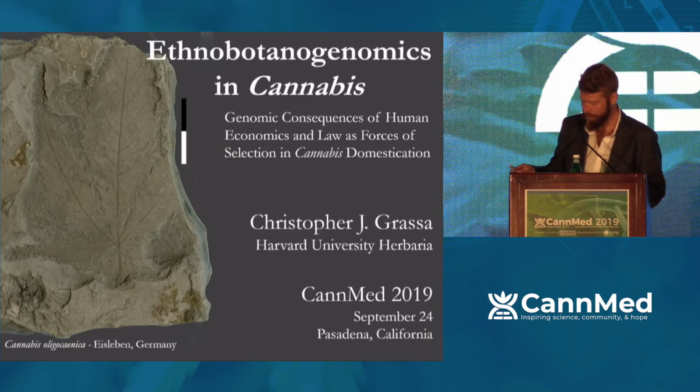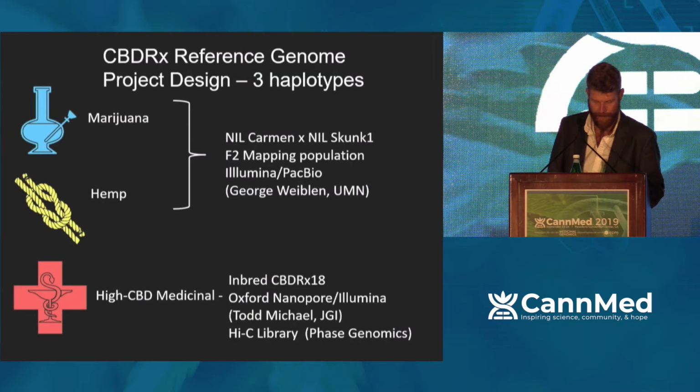So a key resource in genome research is, of course, a reference genome. And so I'll spend a little bit of time talking about the reference that I assembled and released last year. The project design included deep sequencing of 3 haplotypes and 2 components. First, the marijuana by hemp cross, and the genome assembly and physical mapping of CBDRX.